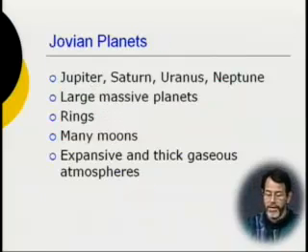All right, same slide as last time, pretty much. So this is the week of Jovian planets. Jupiter, Saturn, Uranus, and Neptune. These are the largest, most massive planets in the solar system. Each of them has rings, each of them has many, many moons, and each of them has an expansive and thick gaseous atmosphere.